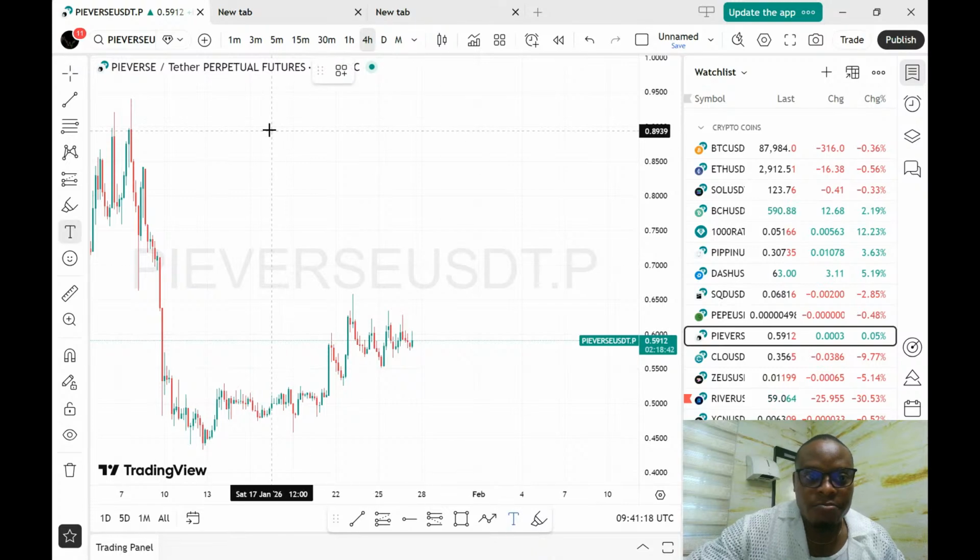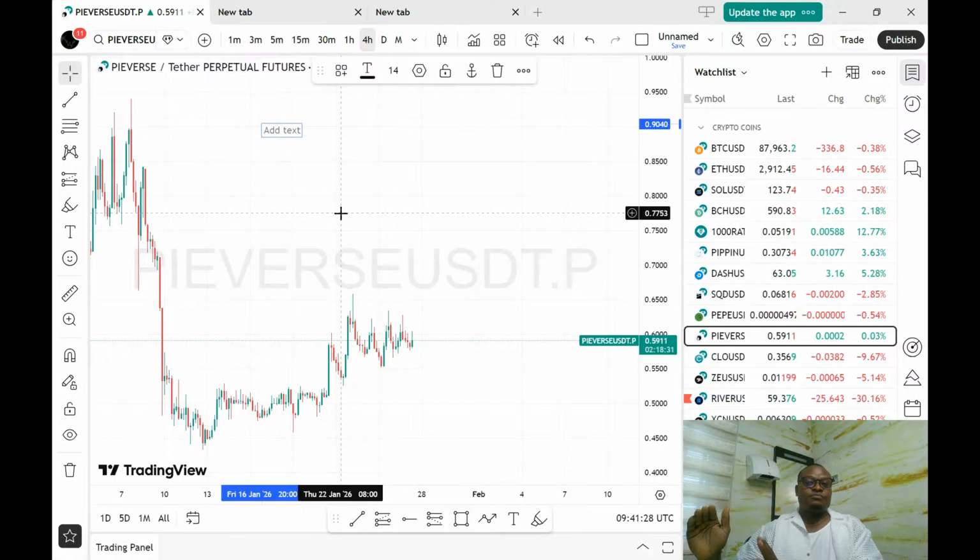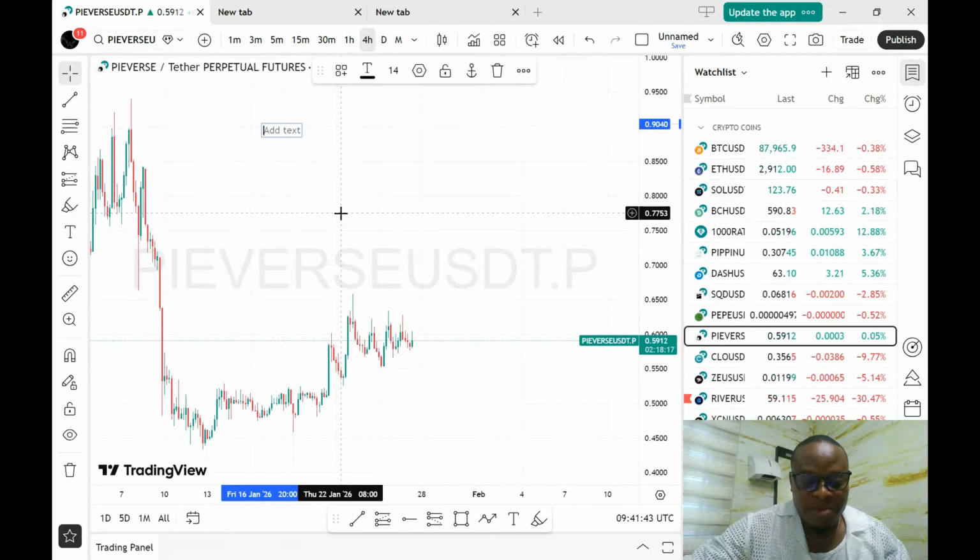For every time frame you read the chart on, to understand the market structure, it's advisable that you go down two time frames lower to get your entry. Now this is how it is.